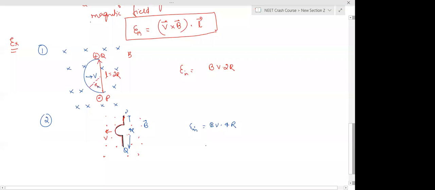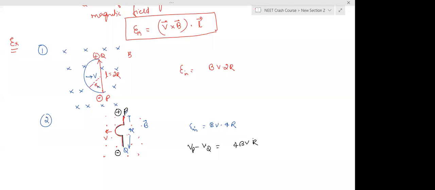So if we put our index finger out of the plane and the middle finger left and the thumb is towards left, then the middle finger is going from P to Q. Sorry, Q to P, because both have changed. So Q is at low potential, P is at high potential. It will be Vp minus Vq, and that will be equal to 4 BVR. Right. Okay.